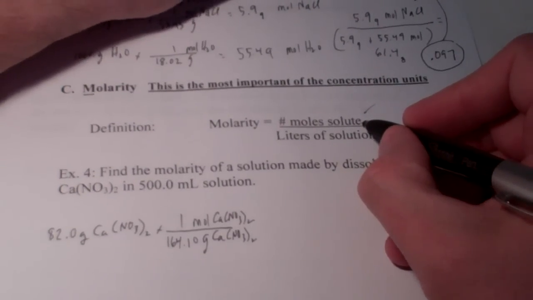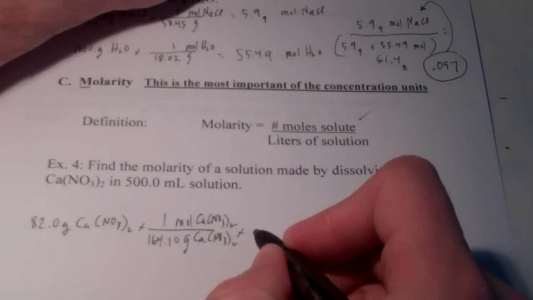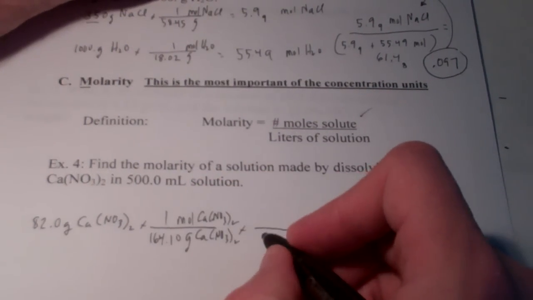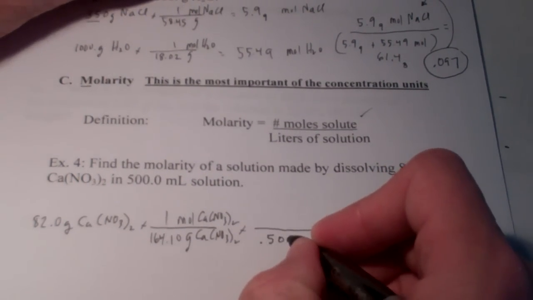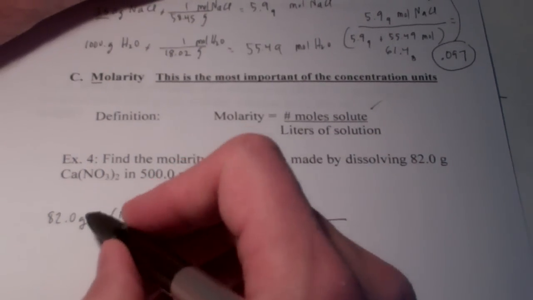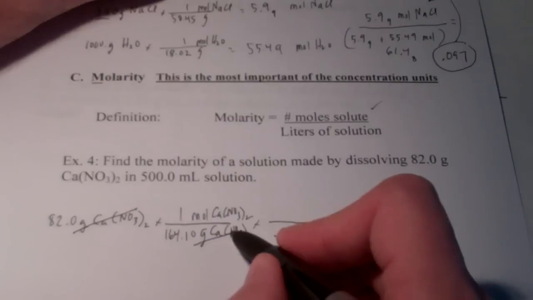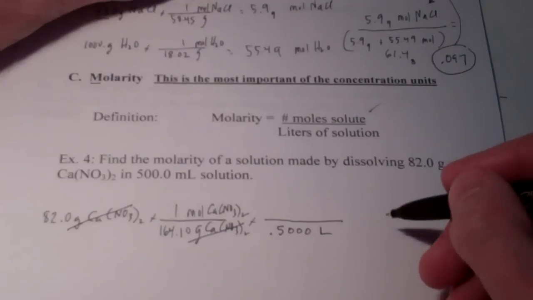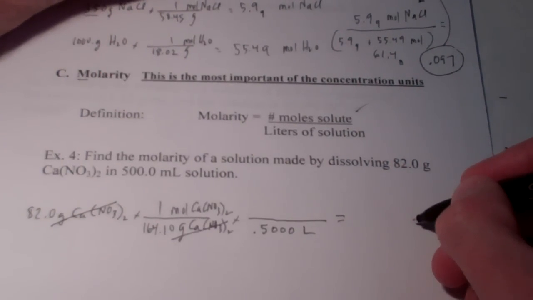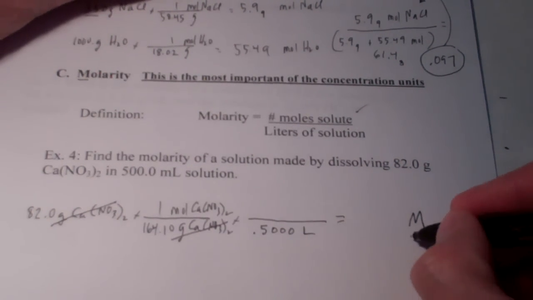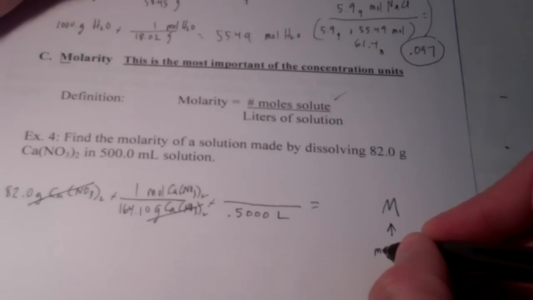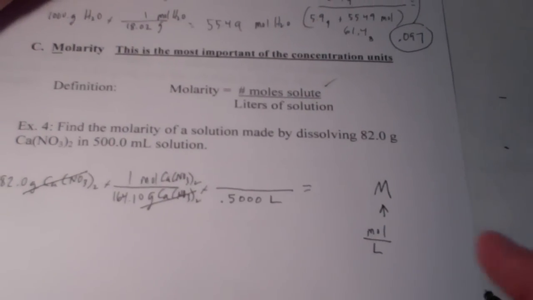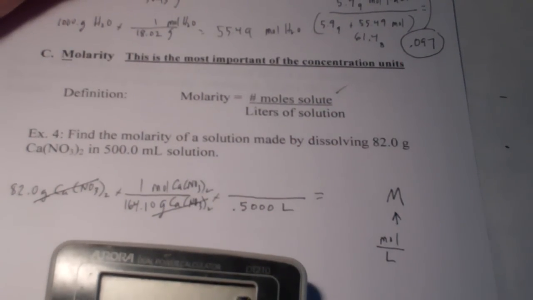Now I have my moles of solute. I have my numerator taken care of. Now I simply need to divide by the volume of my solution in liters. So I have 500 milliliters, which is 0.5000 liters. Notice that grams of calcium nitrate divide out, and I have moles of calcium nitrate per liter. That is my unit of molarity. Now we usually symbolize that with the capital letter M. But remember, the capital letter M has the units of moles of solute per liter of solution. So let's see what that turns out to be.